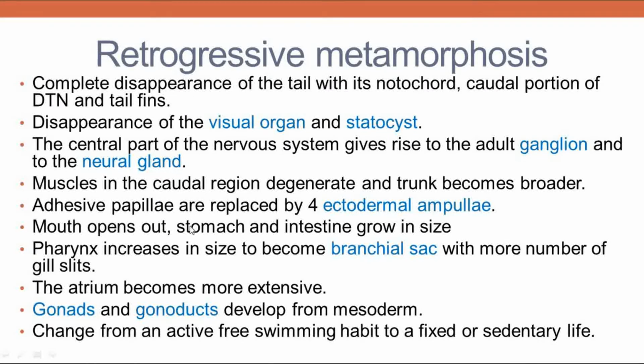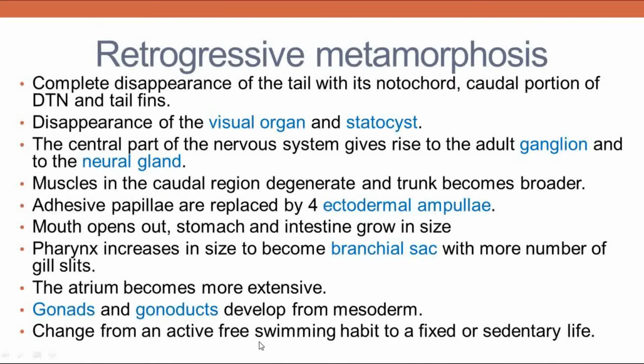Mouth opens out, stomach and intestine grow in size. Then pharynx increases in size to become branchial sac. You know that the pharynx is broad and it will be called branchial sac or pharyngeal sac, and they have got slits provided with the vasculature. That's why they are called branchial sac with more number of gill slits. The atrium becomes more extensive. Gonads and gonoducts develop from the mesoderm.